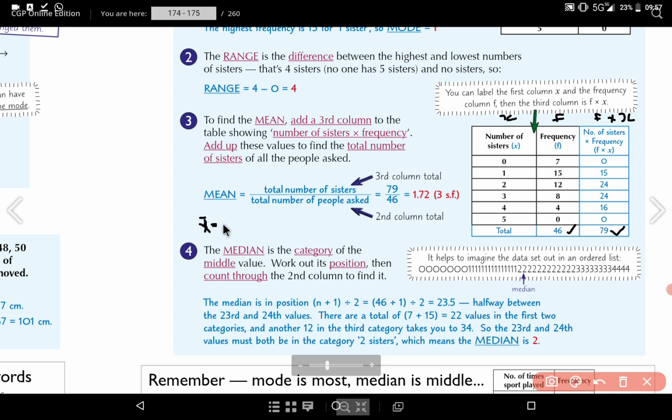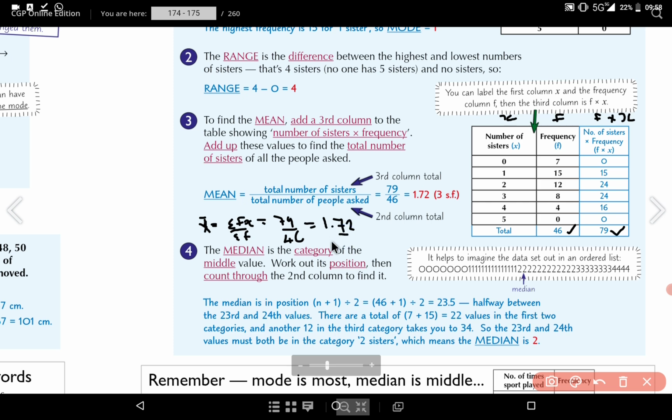the summation of frequency multiplied by x over the sum of the frequency. So the sum of the frequency multiplied by x is this one, which is 79. The sum of the frequencies happens to be 46. So that is 46 there. And here you happen to get 1.72 to 2 decimal places. So this is how you find the mean when you are using the frequency table.